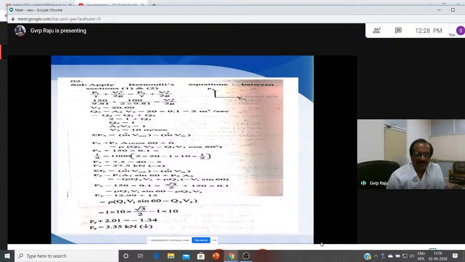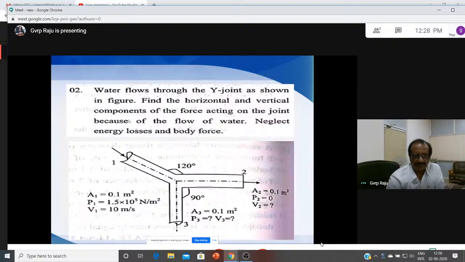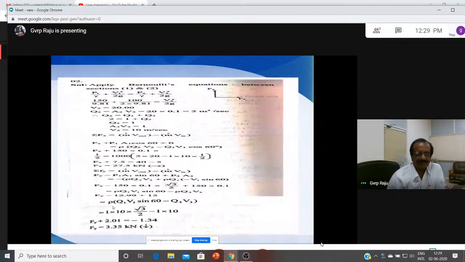We have the value of Q2 here, and we have Q1. He has given the Q1 value. So V1, A1, you can get velocity V1 is there and A1 is there. So you can find out Q1 is equal to A1 V1. So 10 into 0.1, that is equal to 1. So Q1 is equal to 1 from this equation A1 V1.